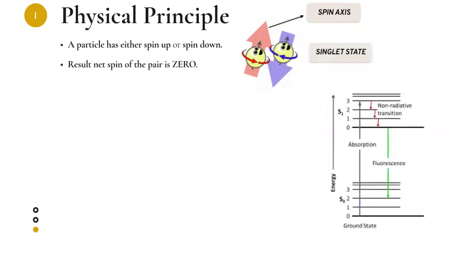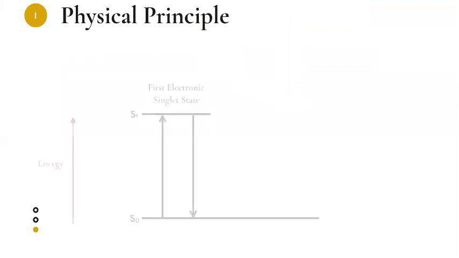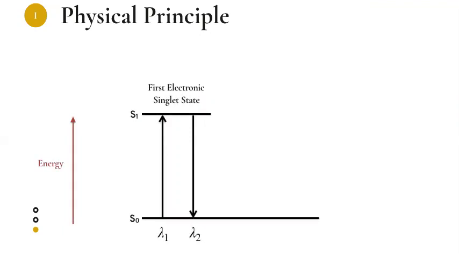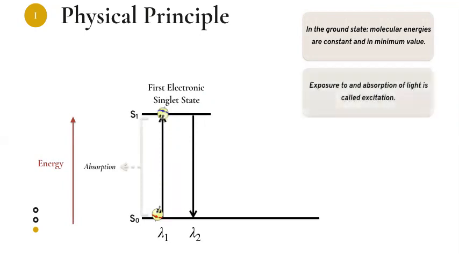So the physics behind fluorescence involves the different electronic states and vibrational states, which is shown in this Jablonski diagram. Looking at the energy level diagram, we can try to understand how fluorescence is produced. In the ground state of molecules, the molecular energy is constant and at minimum value. When the fluorophore is exposed to external radiation, it absorbs its energy. Due to this absorption, an electronic transition takes place and molecules transition to higher electronic states, or what we call the excitation.